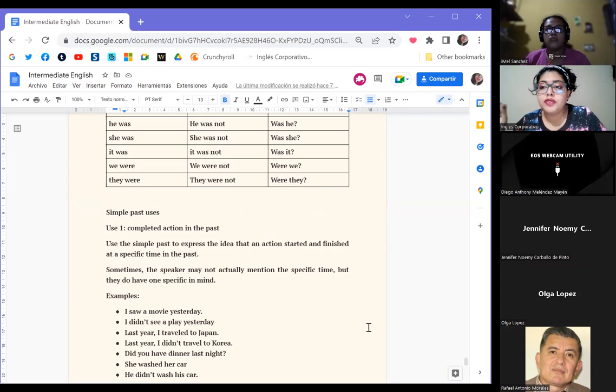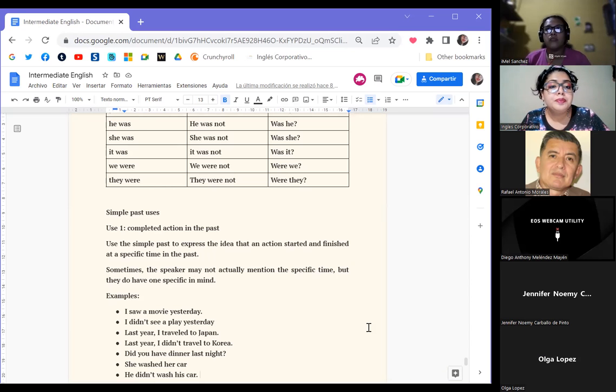And we are going to use it for expressing the idea that an action started and finished at a specific time in the past. Sometimes the speaker may not actually mention the specific time, but they do have one specific in mind. So it is not necessary to pronounce or say aloud the time in which that action happened, but we know that the person has a specific time in which they performed that action in the past.